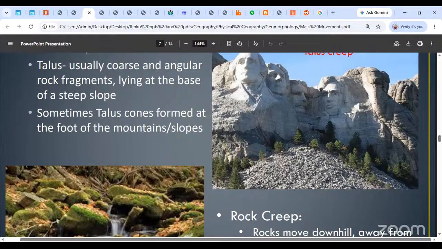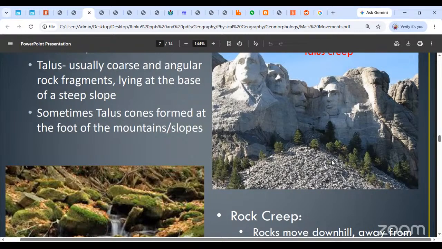So say for example, you have a hill. At the base of the hill, can you make out the base? Can you see those little debris or little weathered material gathered over there, those smaller pieces of rock? That is called talus. These are talus cones.